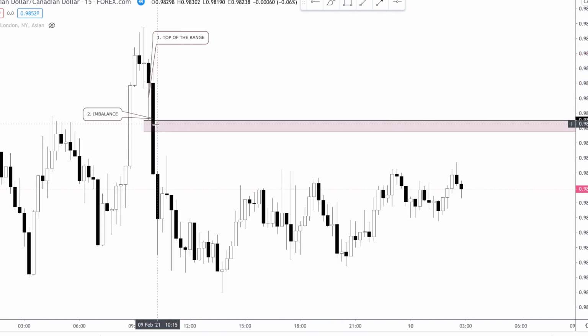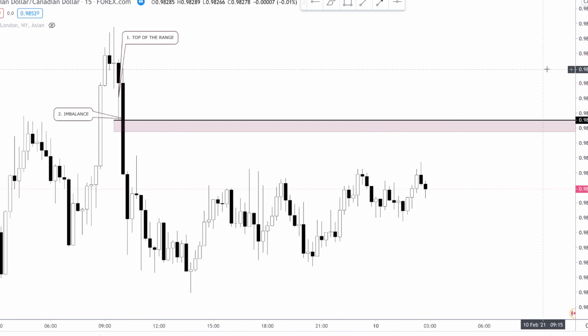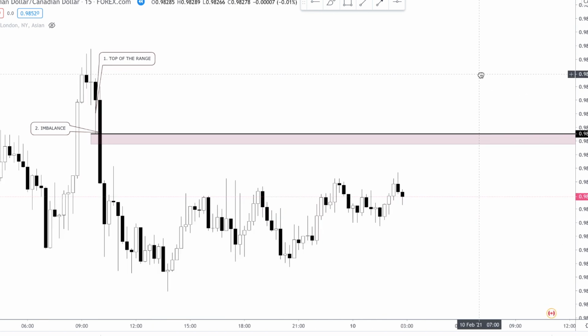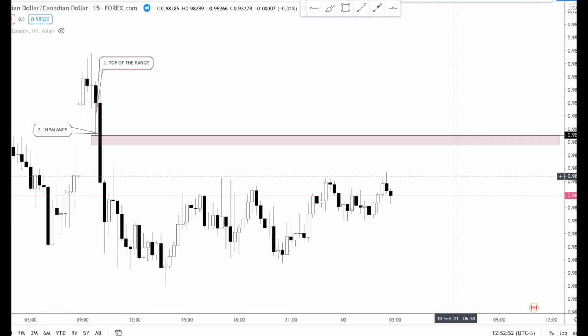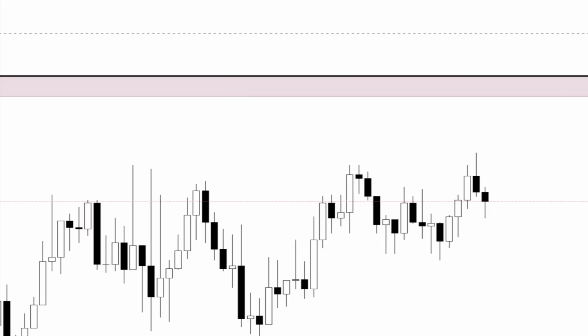Now, this is my entry. Sorry, this is my point of interest. I'm going to move this over to the left of my screen. And now I'm going to focus on the price action here and plan my entry over here. Okay? So now, this is key, this is key, this is key.